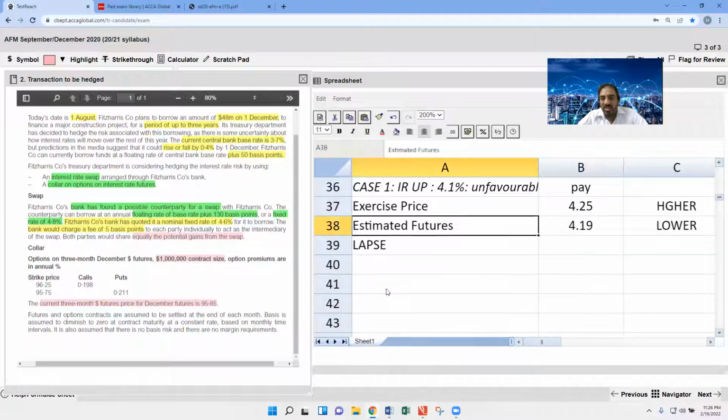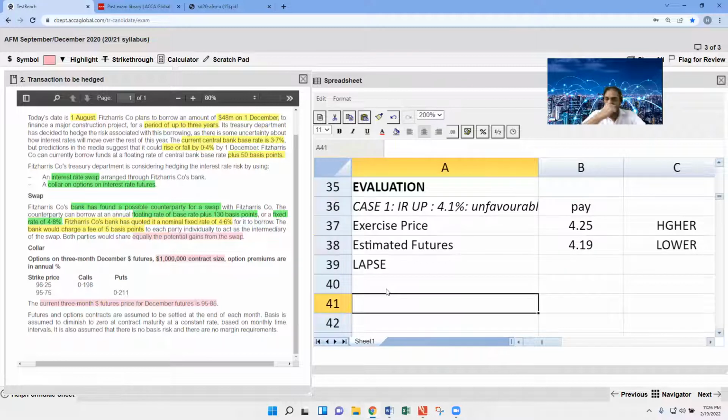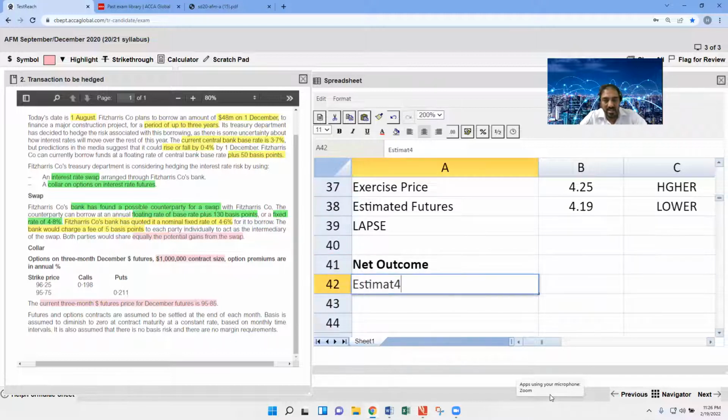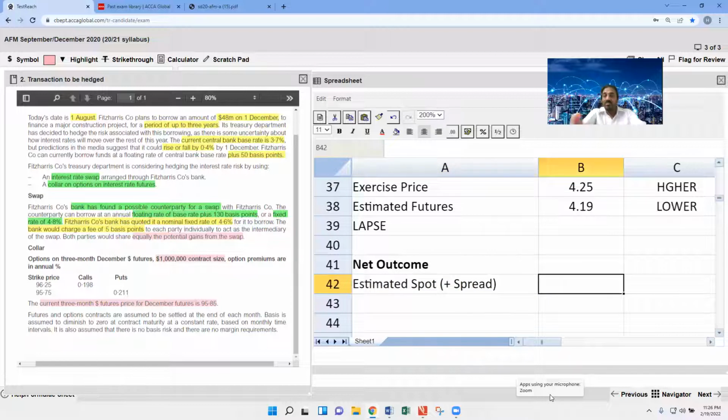So now what we will consider is the net outcome. The net outcome is this. Number one, estimated spot plus spread. And don't ignore the spread. There is a complaint from the examiner: students sometimes make mistakes with the spread. Spread, number one. Estimated spot plus spread.